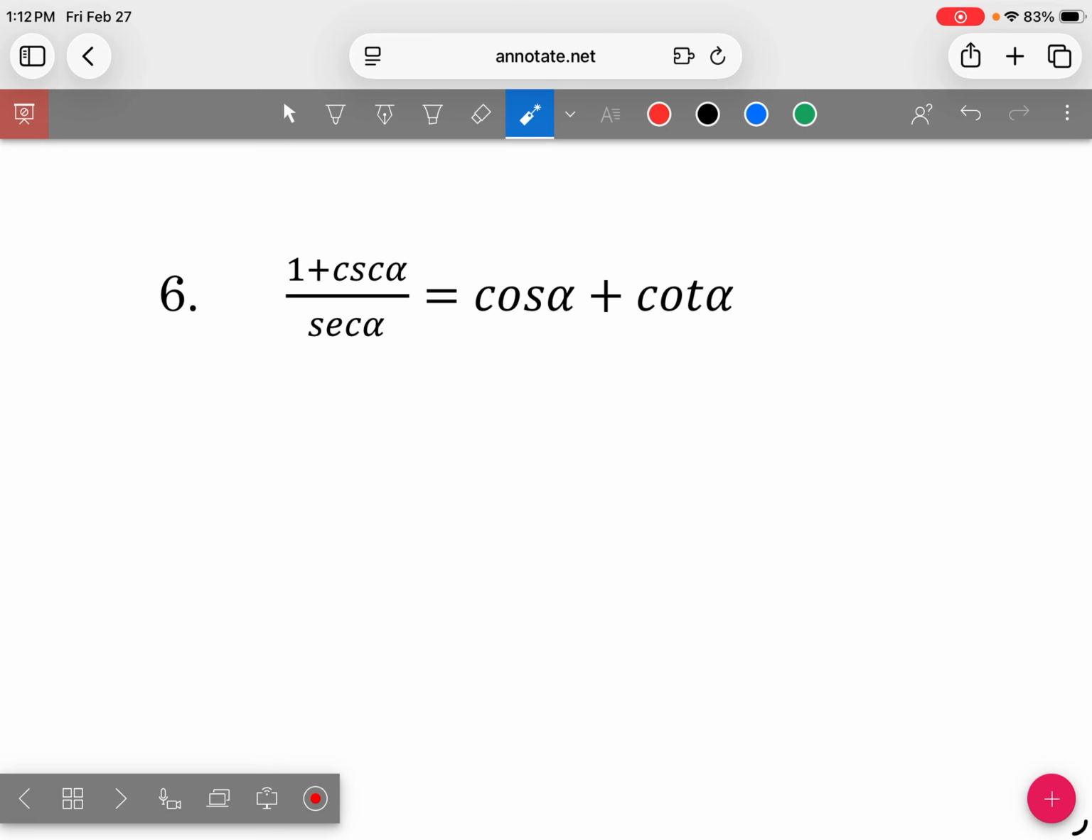All right, number 6. I think we should probably split it up, because looking at it the way it is now, I don't see anything I can do. There are no like terms. I don't see an identity. There is nothing there. So this is a situation where I would split it up.